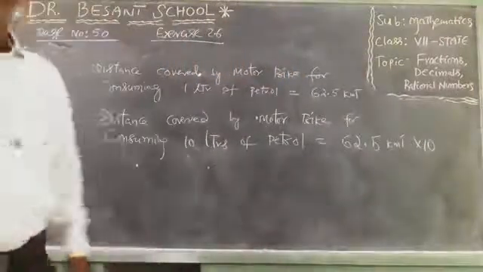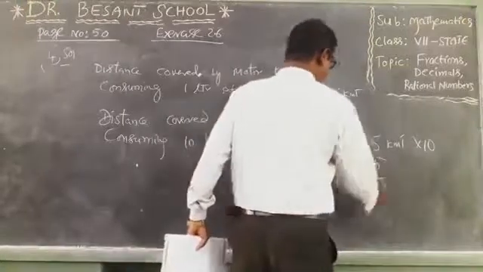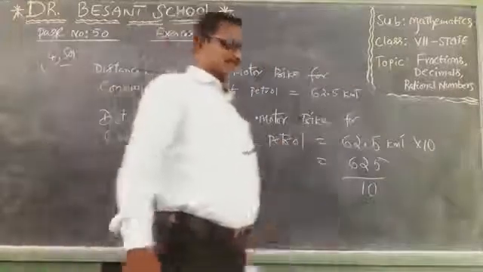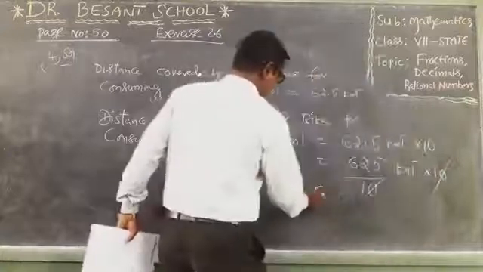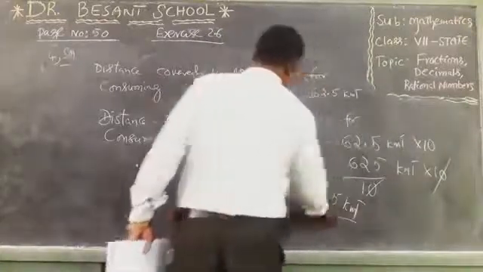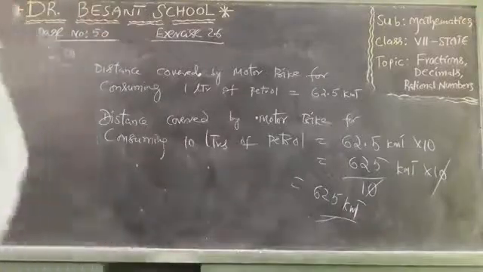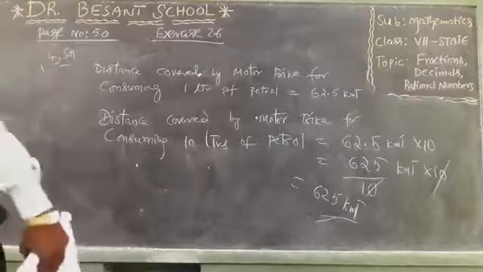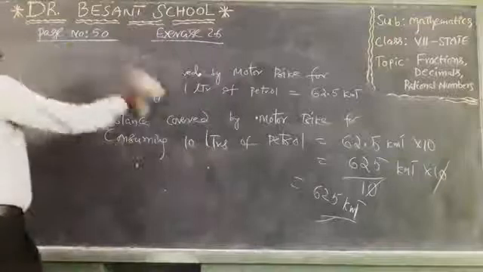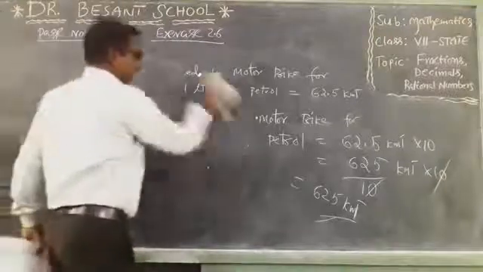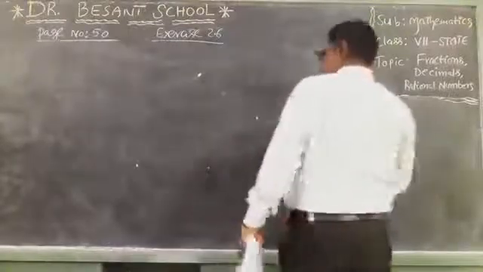Did you understand, children? 62.5 kilometers into 10. How we will write this 62.5? 625 by 10. Why? Because point after one digit is there, by 10. Kilometers into 10. So 0, 0 cancel. What is the final answer? 625 kilometers. That is the distance covered by the motorbike for consuming 10 liters of petrol. Did you understand, children? Okay. Verify. So this is the fourth problem.